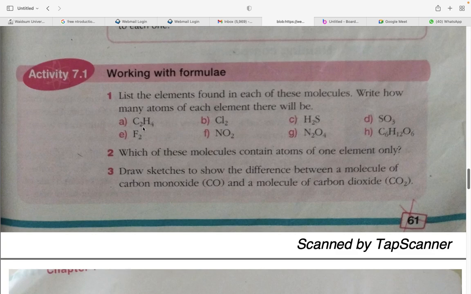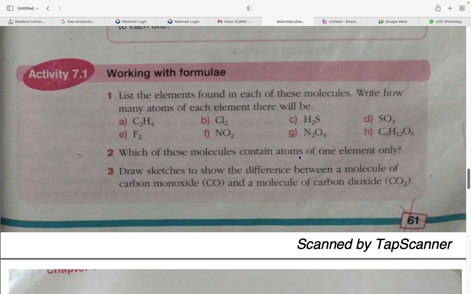Can you tell? Carbon and hydrogen. How many atoms of carbon? Two. How many atoms of hydrogen? Four. Okay, in this one we have nitrogen and oxygen: 2 atoms of nitrogen and 4 atoms of oxygen. Here is carbon, hydrogen and oxygen. This is glucose: 6 atoms of carbon, 12 atoms of hydrogen and 6 atoms of oxygen.